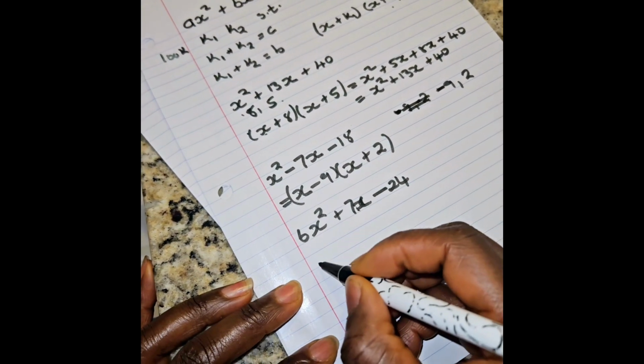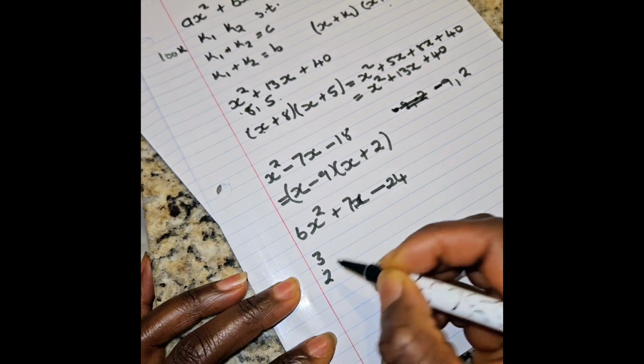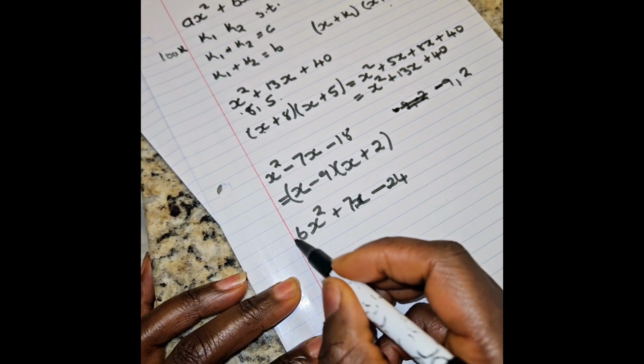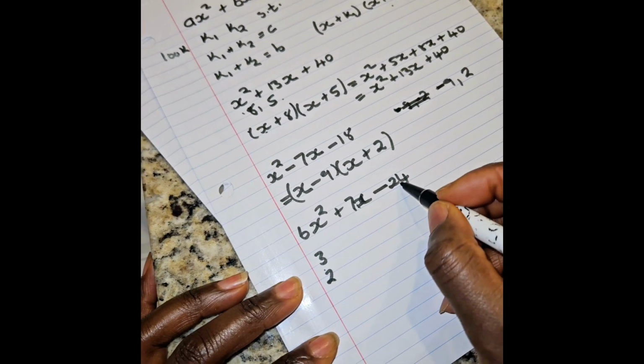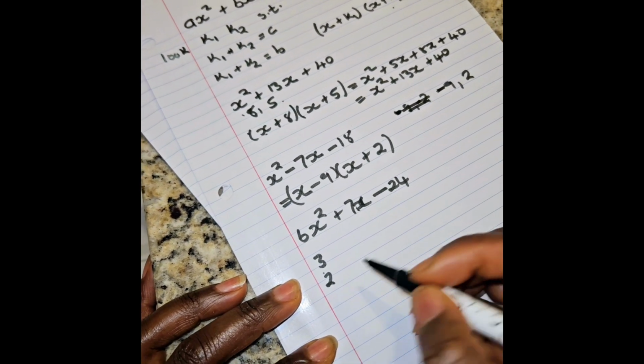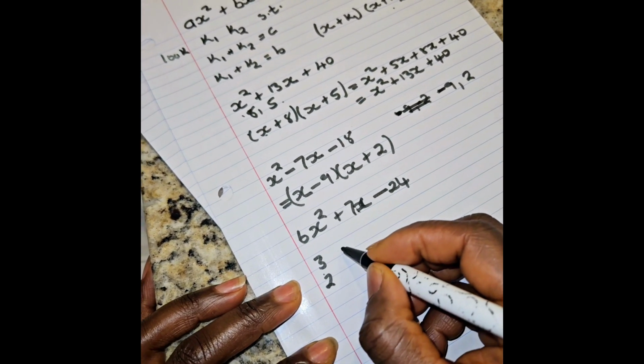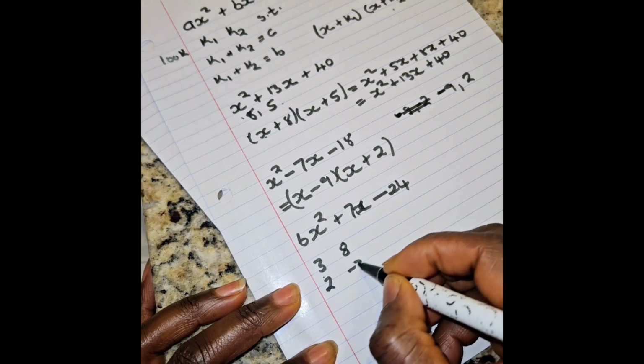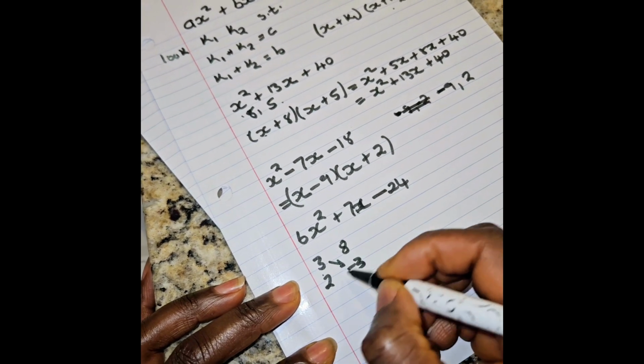So what I'm saying is I pick 3, 2, because 3 times 2 will give me this 6. And then I'll pick negative 3, 8. But I have to be smart on how I write it. Write it as 8 and negative 3. And I cross multiply.